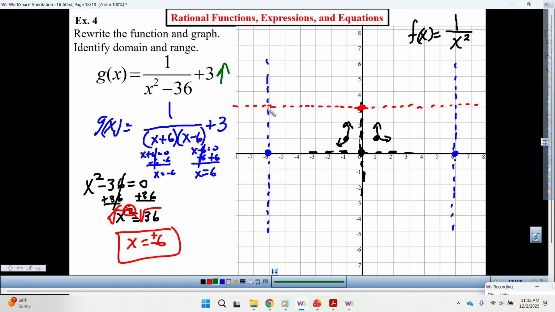Now that we have our HA and our VAs, where shall I place these 2 points? Well, let's see, where's this one at? From our vertical asymptote, it's where? 1 up and 1 to the right, is that correct? So let me go over here to my vertical asymptote. So I go where? 1 up and 1 to the right.